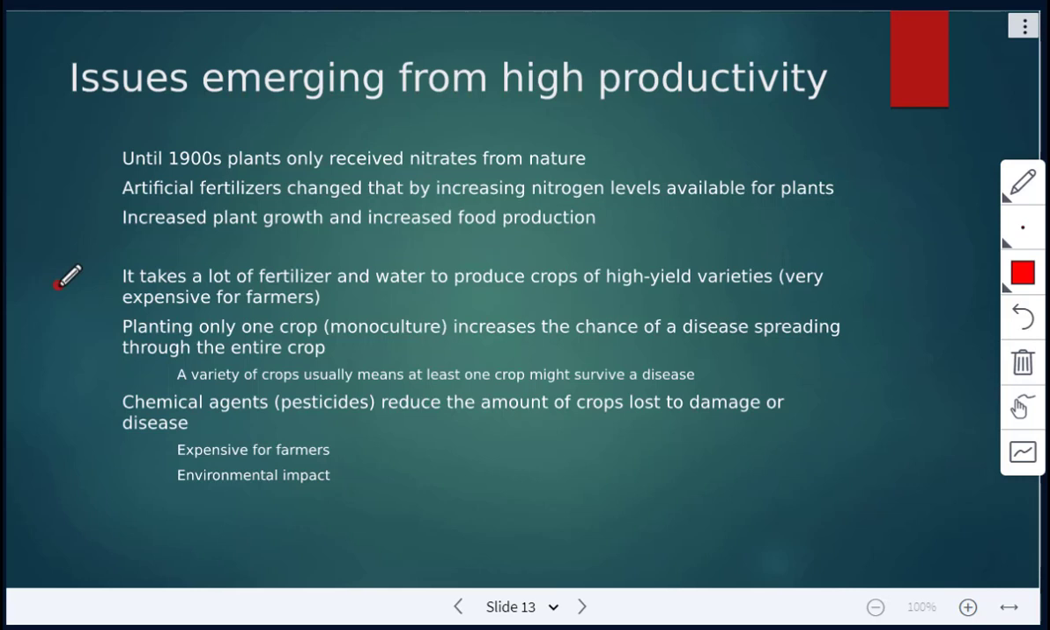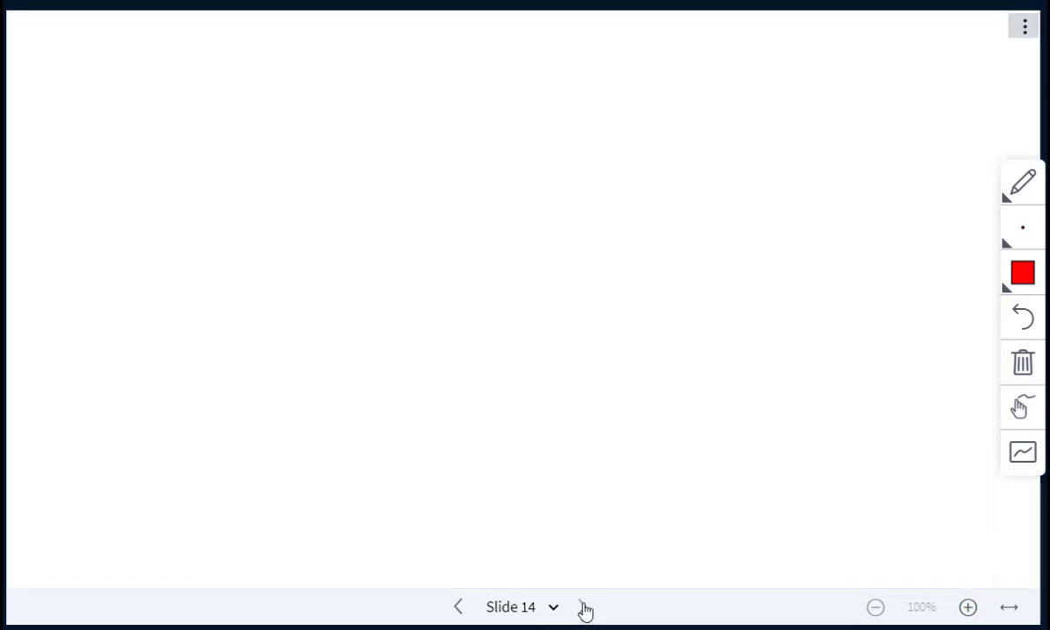And planting only one crop, which is called a monoculture, increases the chance of a disease spreading through the entire crop. A variety of crops usually means at least one crop might survive a disease. Chemical agents like pesticides reduce the amount of crops lost to damage or disease. Again, it is expensive for farmers and it does have an environmental impact, and we'll talk more about that later.